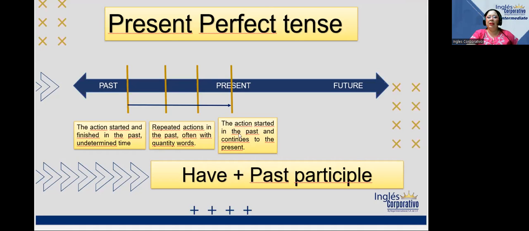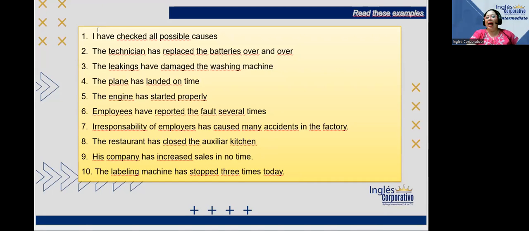So let's see about this one. The action started in the past and continues to the present, okay? And continues to the present. So let's see some examples here. I have checked all possible causes, right? The technician has replaced the batteries over and over. Ajá, vemos entonces que el verbo have se va a conjugar de acuerdo al sujeto, ¿verdad? I have, you have, he has, she has, it has, we have, they have, okay?